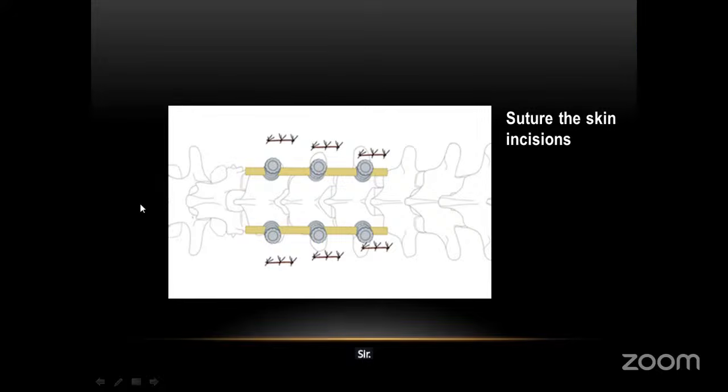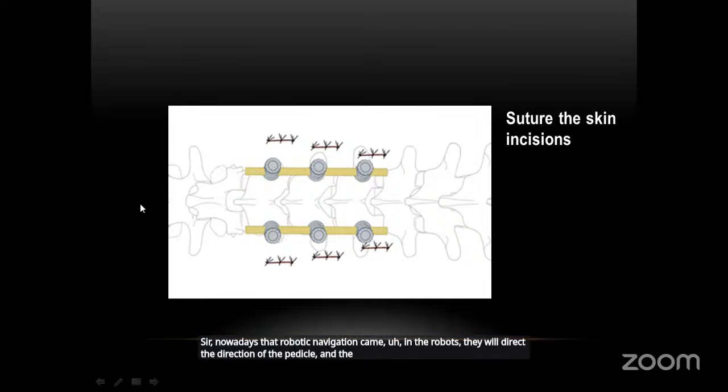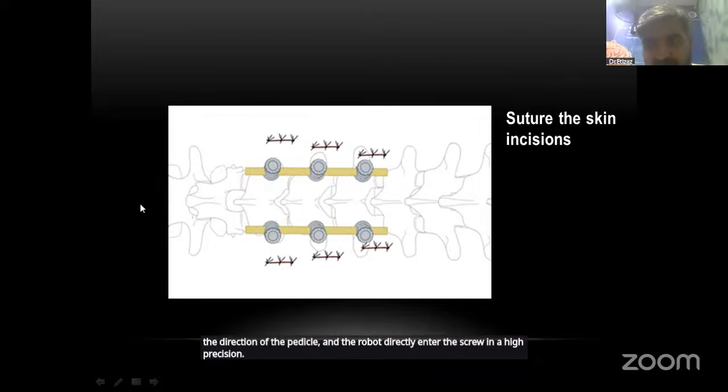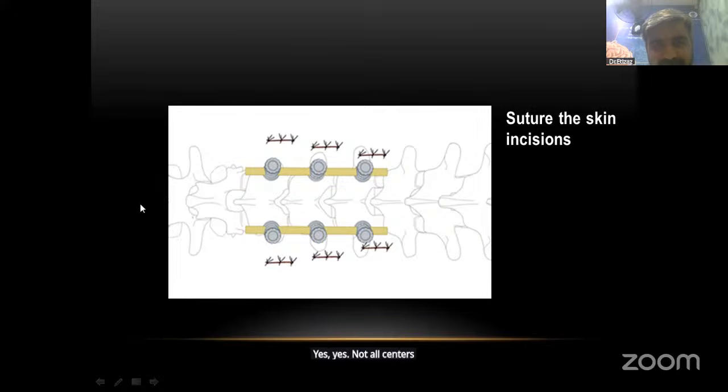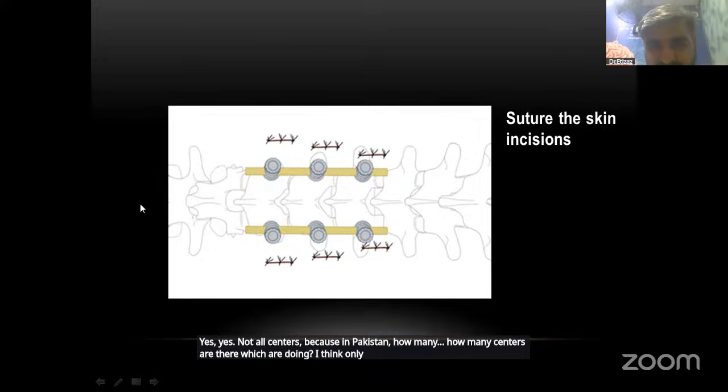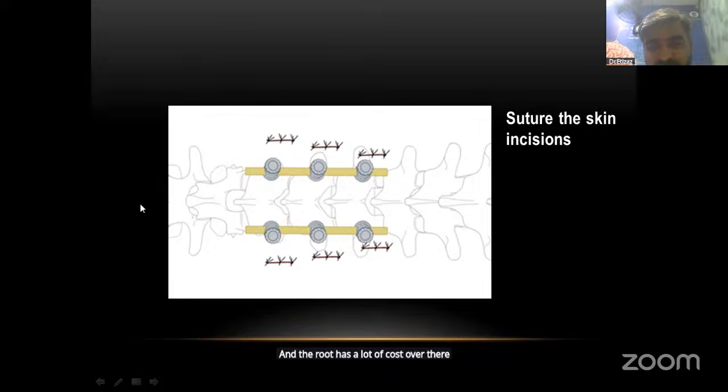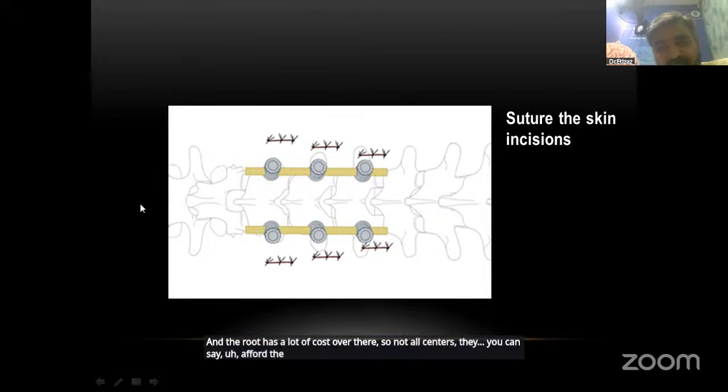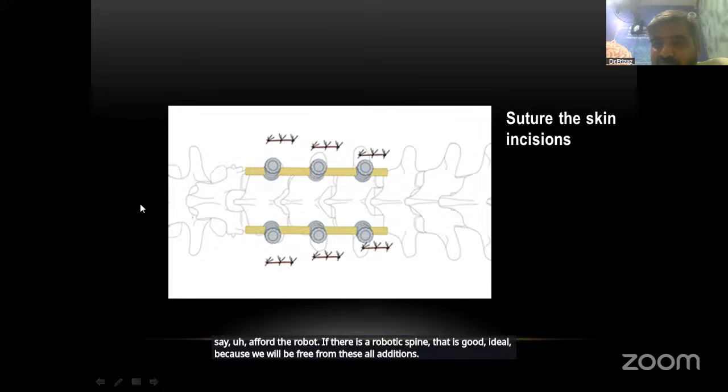Nowadays robotic navigation has come. The robot directs the direction of the pedicle and directly enters the screw with high precision. Not all centers have it. In Pakistan, I think there is only one center now, and I don't know about the others. In the world there are only a few centers, and the robot costs a lot, so not all centers can afford it. If there is a robotic spine, that is ideal, because we will be free from all this radiation. Yes, you are right.